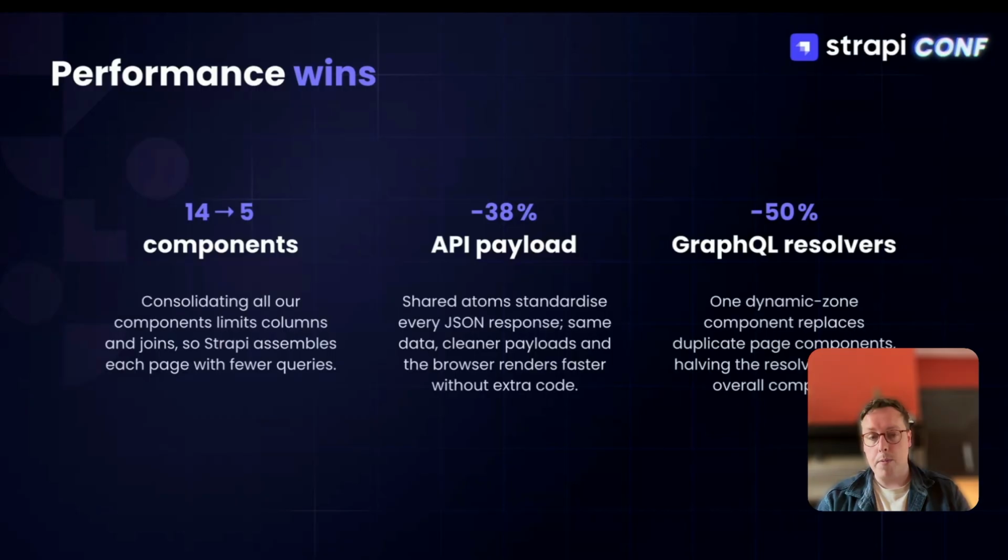So the performance wins that we've achieved here by just reorganizing our content schema is we've gone from 14 content components down to 5. So that's a lot less to maintain in your Strapi instance. We've reduced the overall API payload, all the noise that the original content type schema created, by about 38%. And in our GraphQL resolvers, we've gotten rid of about 50% of them. So we've taken a lot of bloat out of the Strapi instance, and we're still able to serve the same content through the API to be consumed by a front end.